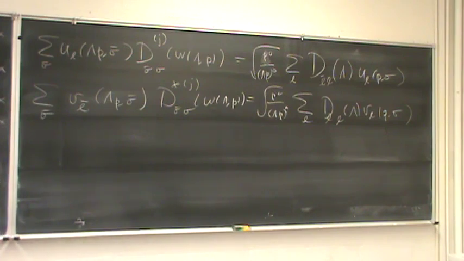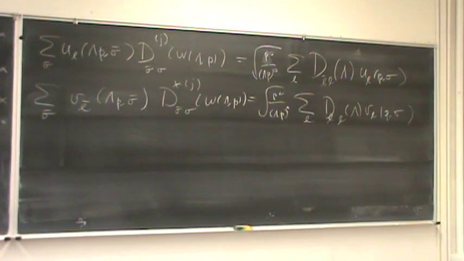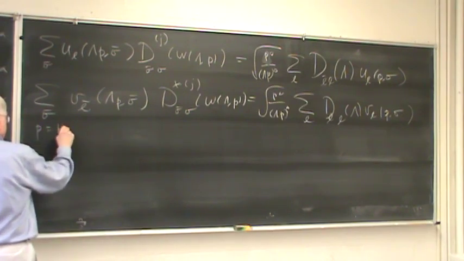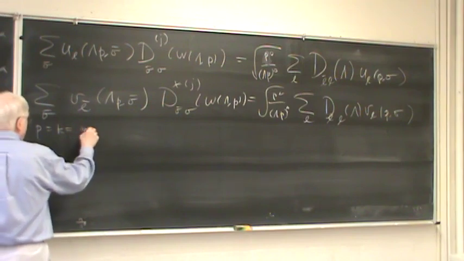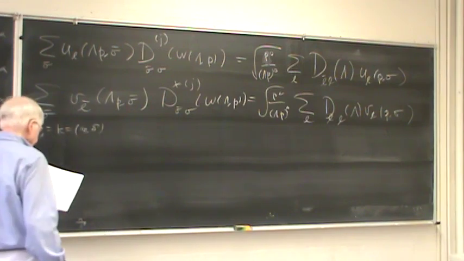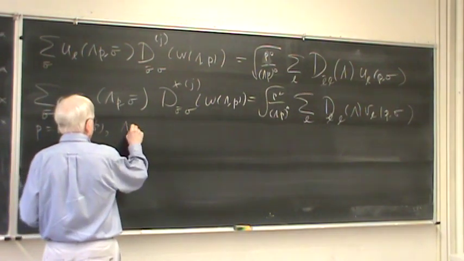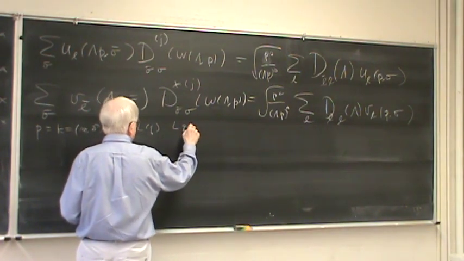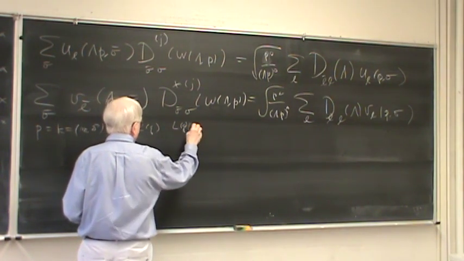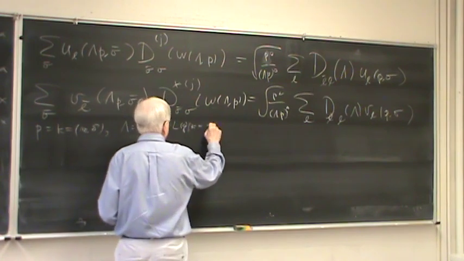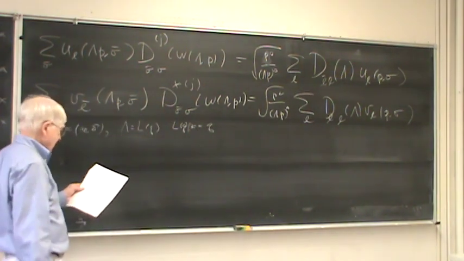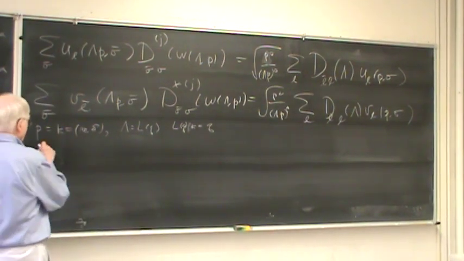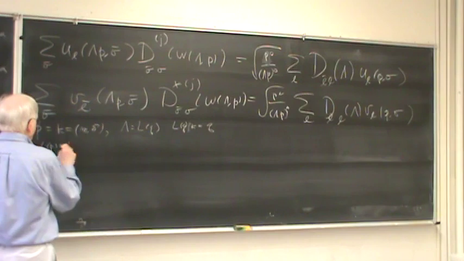Okay, now let's go to the case of boosts. You might say, let's go first to the case of rotations. It's actually the boosts that are easier to think about. So what we do is we set, for simplicity, p equal k equal m0. And then we set lambda equal to L of q, where L of q on k is q. Well, it would have to be, wouldn't it? And L of p is just 1 because p is k.